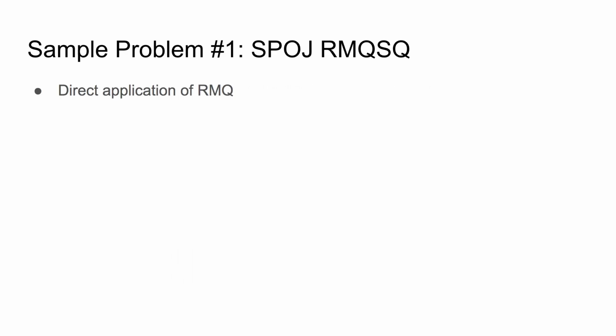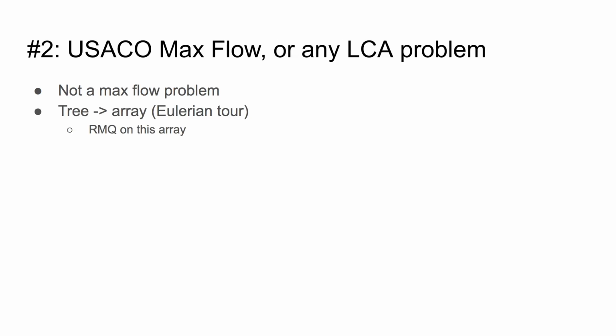So, some sample problems. SPOJ range minimum query. I don't know what the SCT stands for. It's just a direct application of RMQ. All it is, is they give you an array, give you some queries, and you answer range minimum queries. When I first implement an algorithm, to make sure it works, I like to just test it on these sorts of problems. There's no complexity to it. It's just does it work or not. And we'll talk about more general applications here.